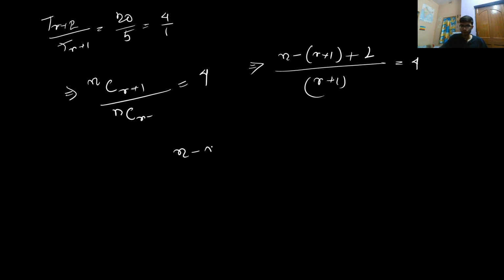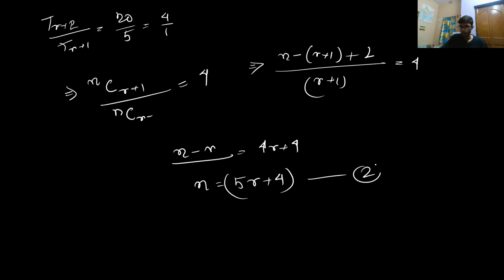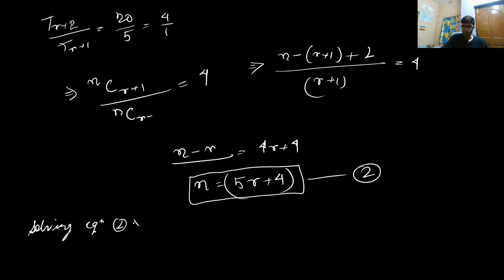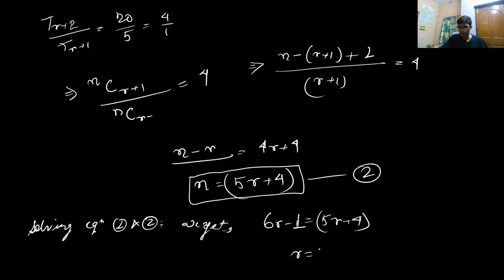If you cancel out the terms, n minus r is equal to 4r plus 4. So the value of n is 5r plus 4. Let me label this as equation number 2. On solving equations 1 and 2, from equation 1 we have 6r minus 1 equal to n, and from equation 2, n is equal to 5r plus 4. If you simplify, r is equal to 5. So you get the value of r as 5.